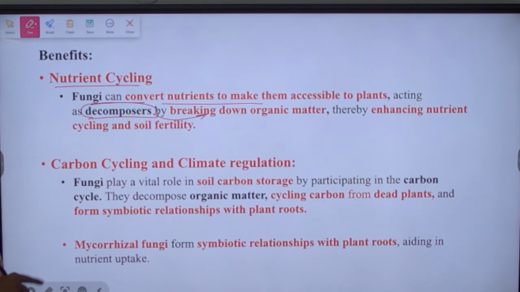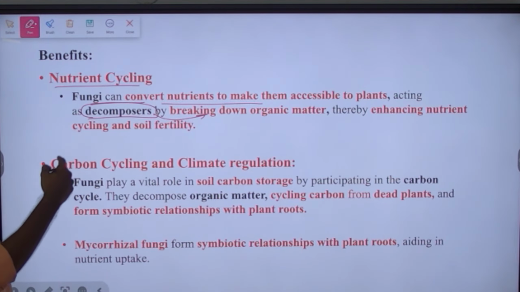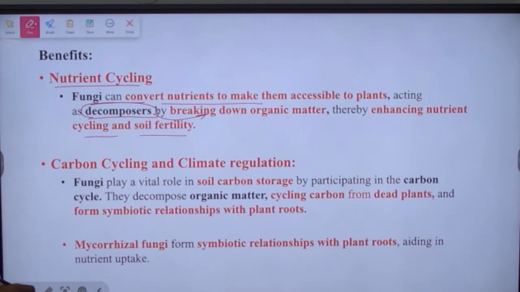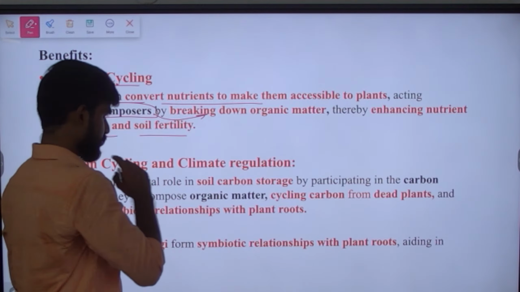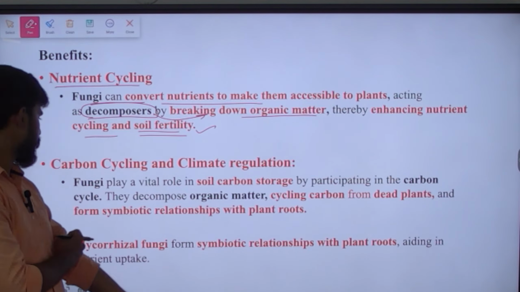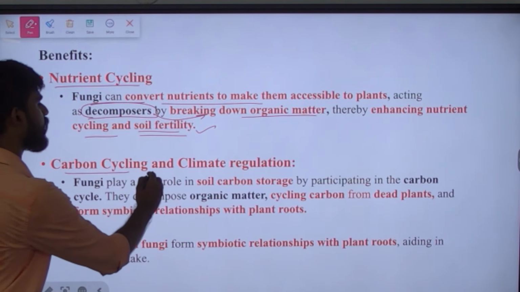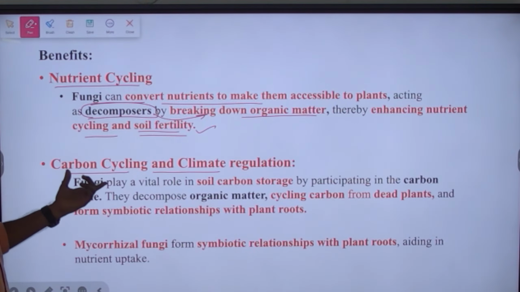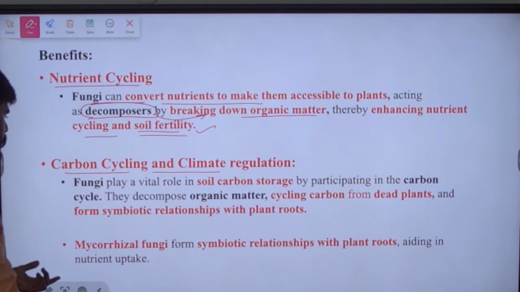Because they are going to break down organic matter, thereby enhancing nutrient cycling and soil fertility. So the organic matter is broken down and then the nutrient cycling is done efficiently with the help of this fungi, and it also paves way for soil fertility improvement. Okay, next, carbon cycling and climate regulation. How is it going to help in carbon cycling?